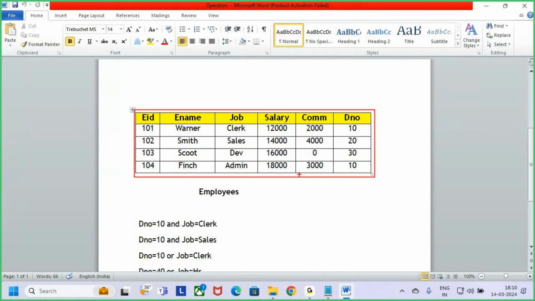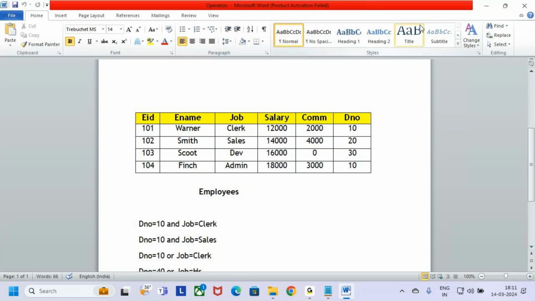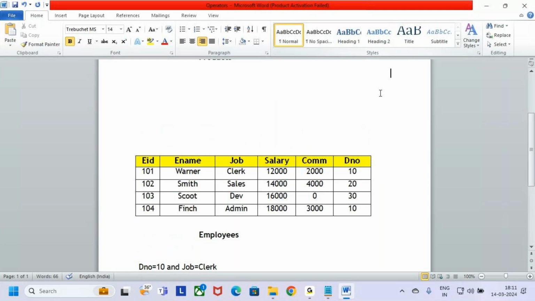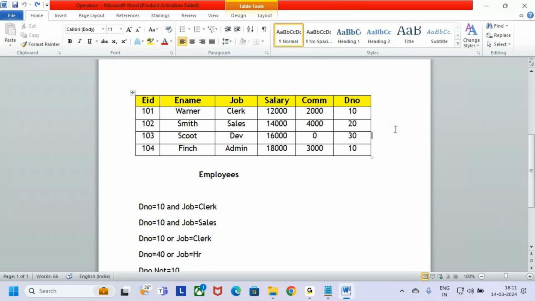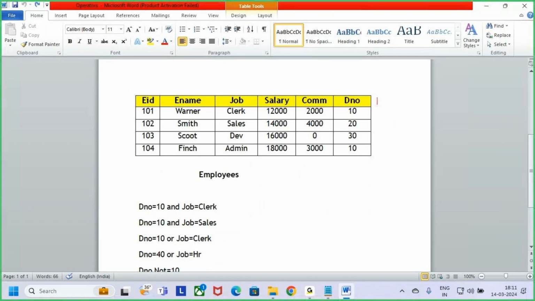Now what's my requirement here? I want to add the values under the salary column with the commission column values. So when I add the salary column with the commission column, I'm going to find out the total salary, guys. So what I want to find out here is the total salary.